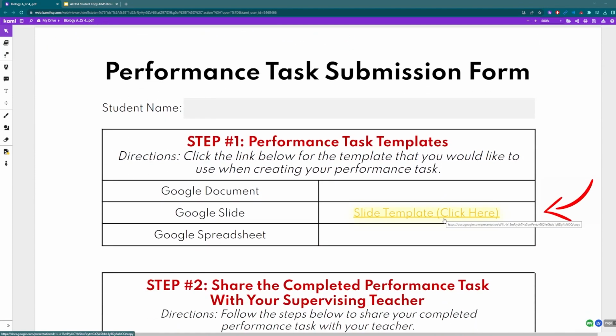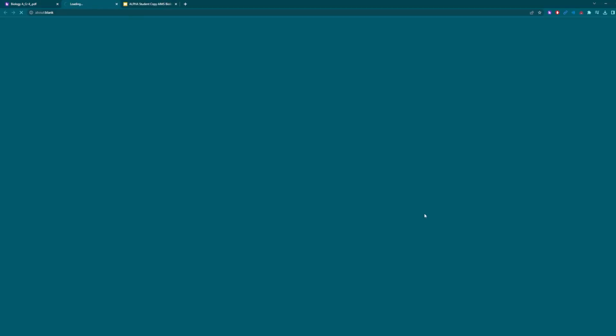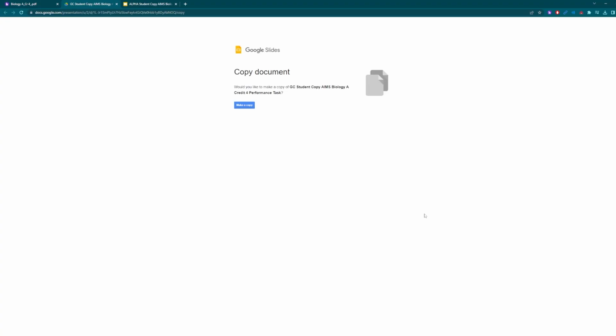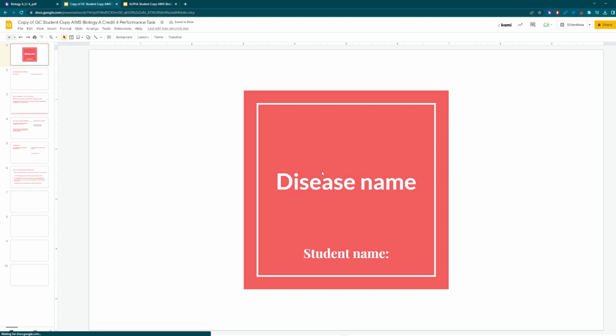So how do we open this? Well, first we're going to click on the yellow. It's going to open up a tab and it's going to ask us, do you want to make a copy? We're going to say yeah. So make a copy. And we give it a second to load, and then voila. You now have your very own template for this performance task.